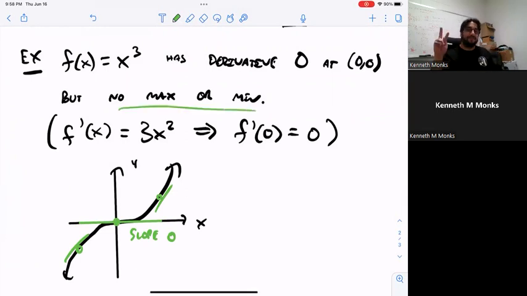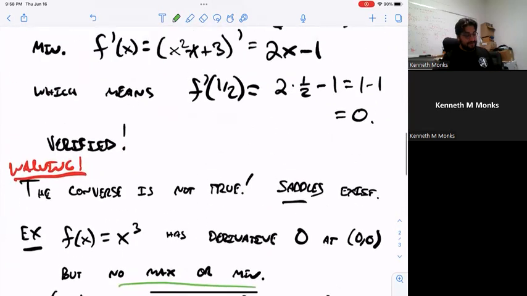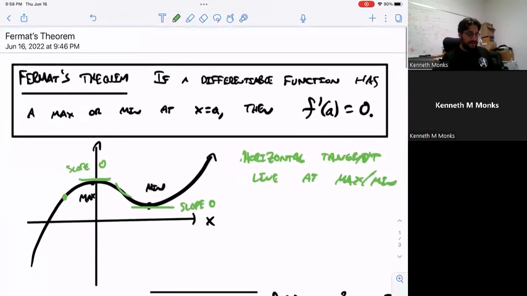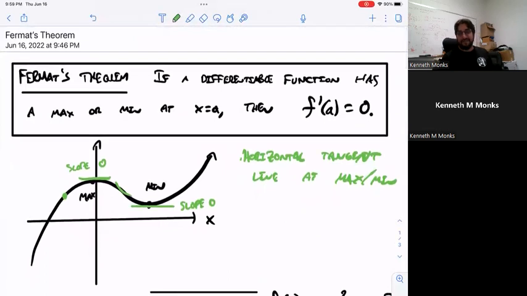So you cannot necessarily conclude that a function has a max or min at a point just because the derivative is 0. But the other way around, yes. If a differentiable function has a max or min, then definitely the derivative is 0 at that point. So there we go. There are some examples surrounding the key idea of Fermat's theorem.